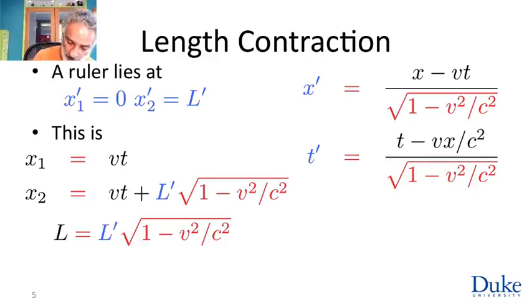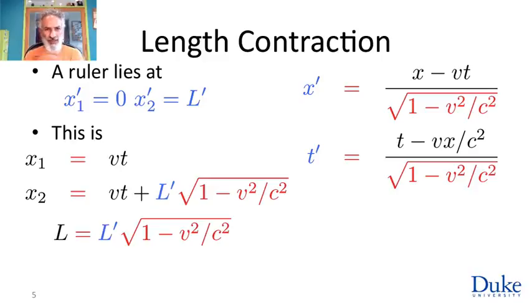And since this multiplier here, the square root, is smaller than 1, the ruler's shrunk. I see a shorter ruler than the person moving with the ruler sees. In other words, when you move something fast, its length shrinks along the direction of motion. This is a real effect.